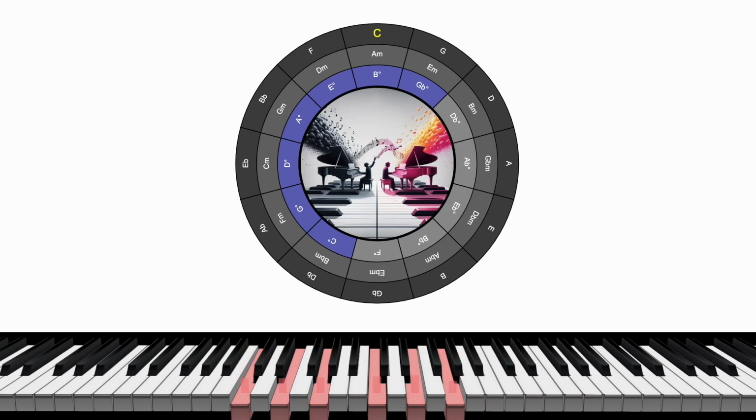Diminished chords are great passing chords. These are chords that connect 2 chords together. Let's take C, C diminished, B diminished, and C. And let's see what happens when we take D diminished as the borrowed chord.